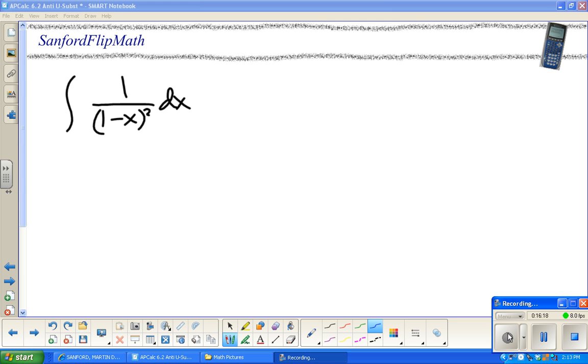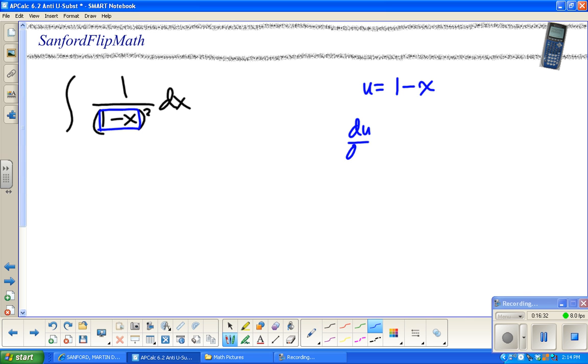All right, so looks like a function inside of a function. I'm going to call the inside part u. And then let's just see what du looks like. Derivative of 1 is 0, derivative of negative x is negative 1. So dx ends up being du divided by negative 1, which I'm going to write as negative 1 du, or just negative du. Okay. Now, if you didn't hit pause before, hit pause now, and then see what you can do with this.